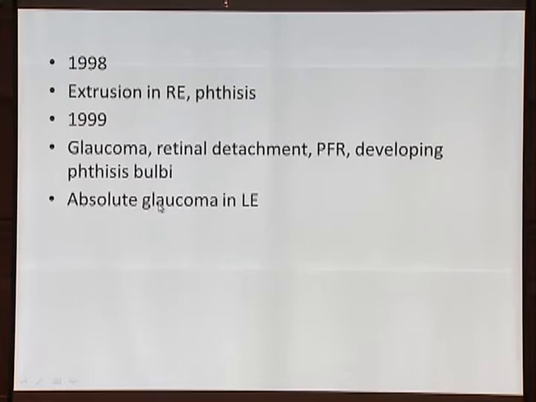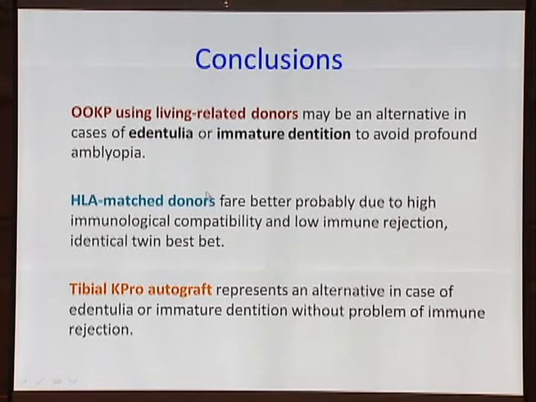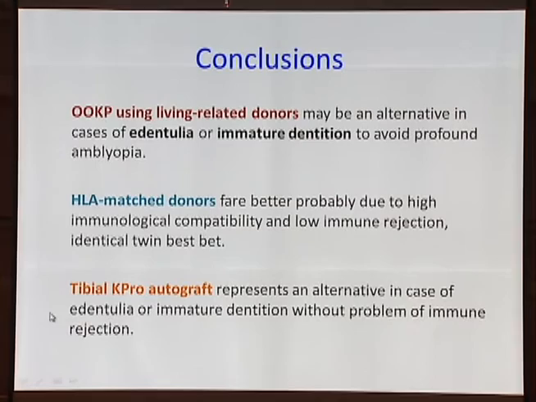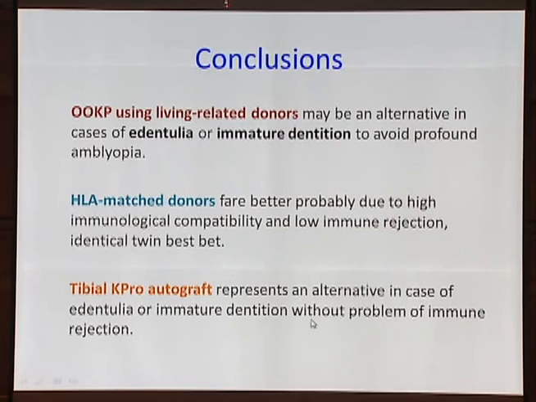So in conclusion, OOKP using living-related donors may be an alternative in cases of edentulia or immature dentition to avoid profound amblyopia. HLA-matched donors for type 1 and type 2 probably fare better due to high immunological compatibility and low immune rejection. And probably our best bet would be an identical twin. And this is why, after this experience, Dr. Temprano developed the technique of a tibial K-Pro, because you are using the patient's autologous tissue and there is less chance of rejection. So we believe that tibial K-Pro autograft represents an alternative in cases of edentulia or immature dentition without problem of immune rejection. Thank you.